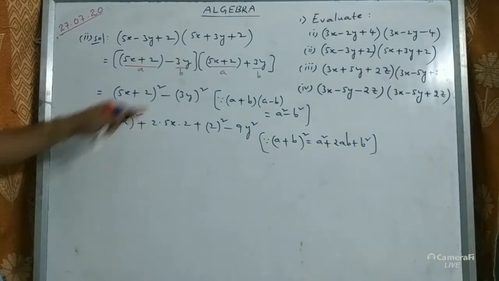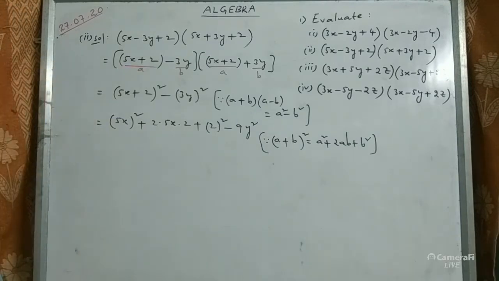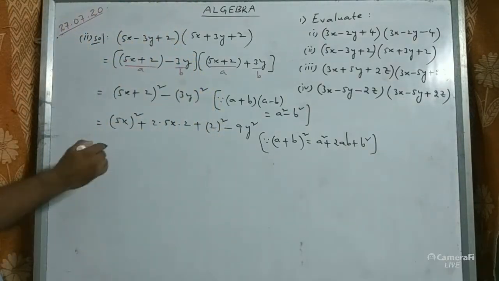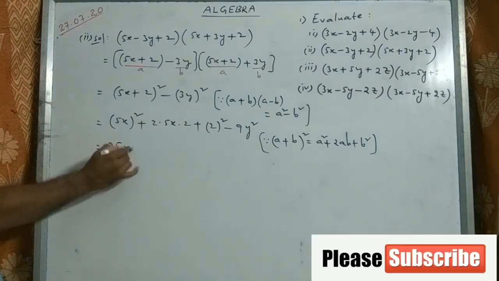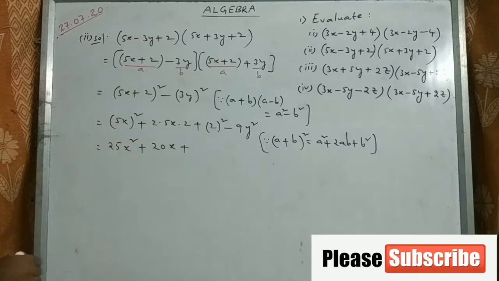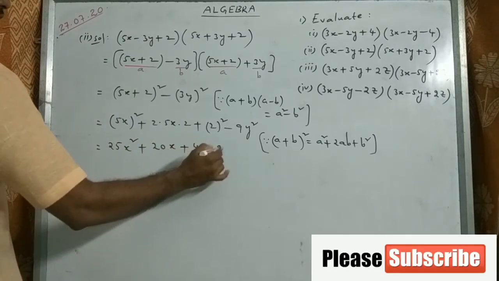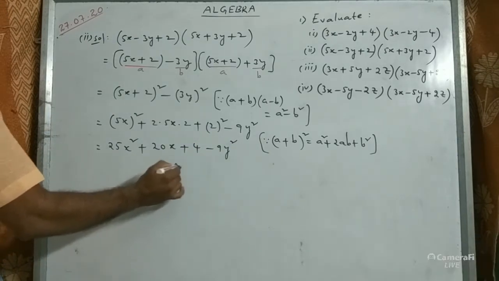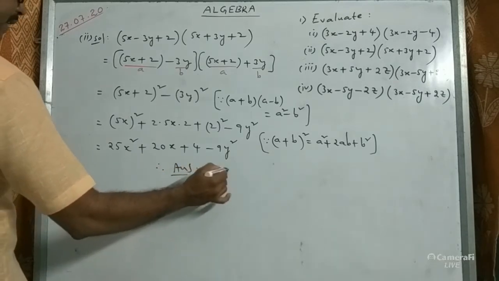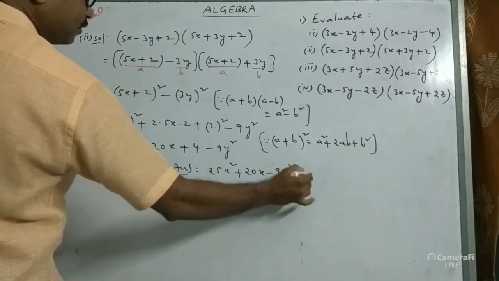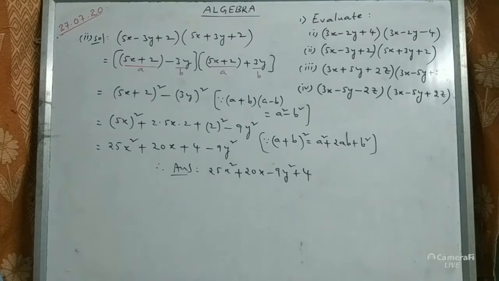Clear? 3y whole squared, 3y into 3y, that means 9y squared. 5x whole squared, 5x into 5x, 25x squared, right? 25x squared. 2 5s are 10, 10 2s are 20x, plus 2 2s are 4, minus 9y squared. So that is the final answer. Therefore the answer is 25x squared plus 20x minus 9y squared plus 4. Okay.